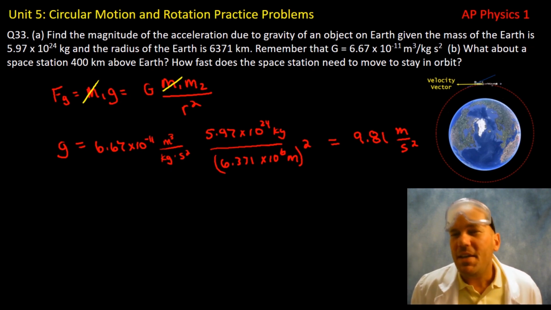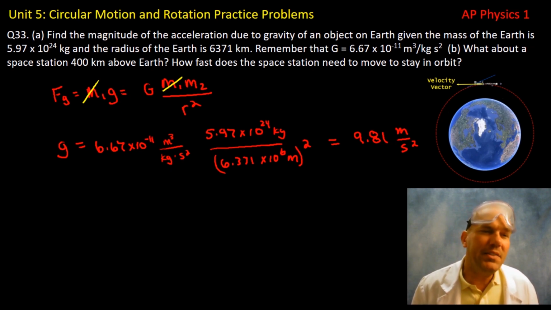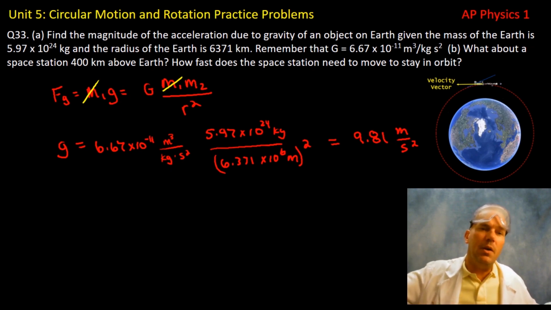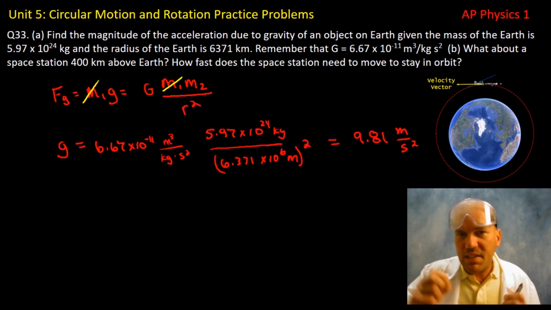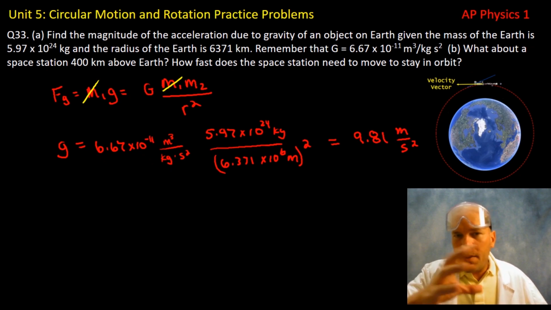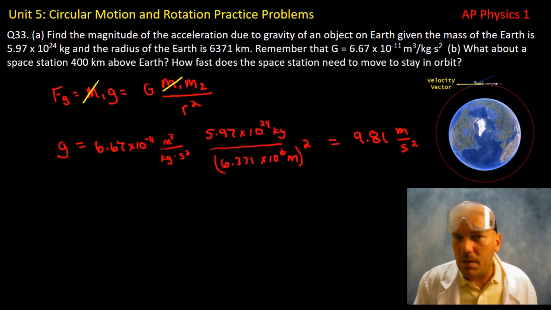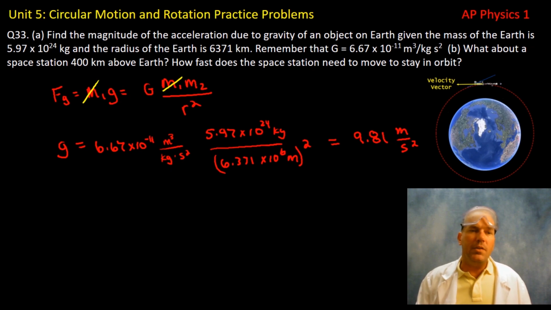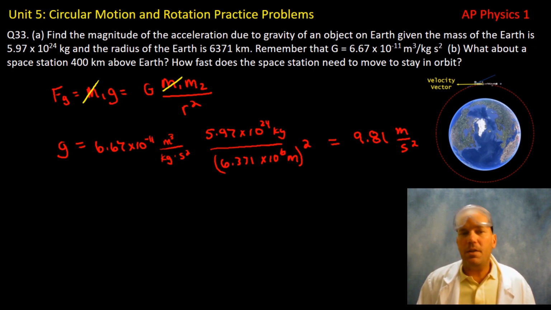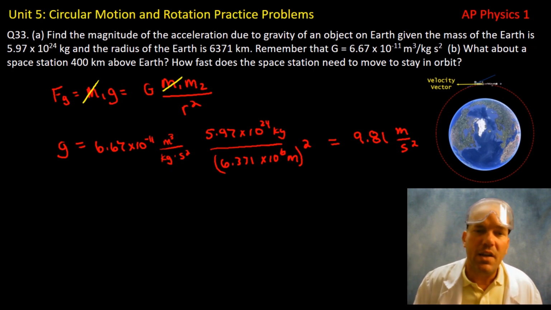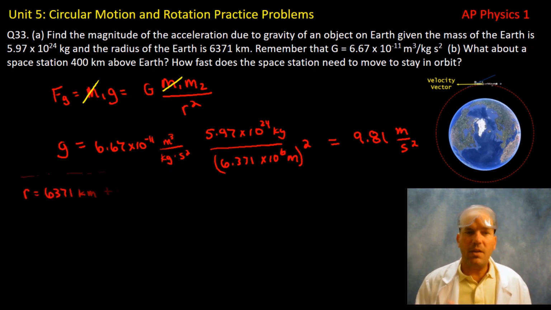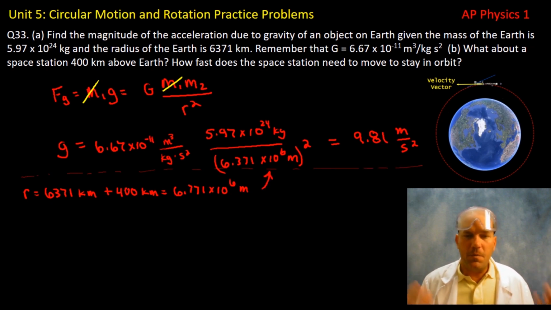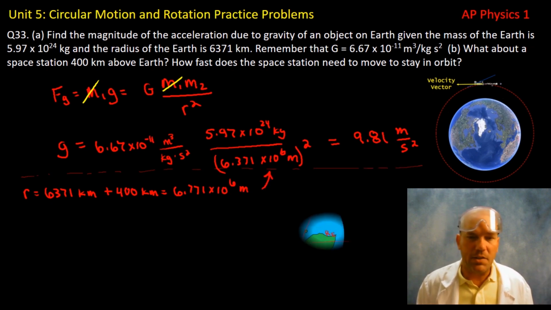In part B, it says, what about a space station that is 400 kilometers above the Earth? So we're going to need the radius of the Earth plus the altitude. We looked at that in the derivation in question 32. All right, so we're going to be adding 400 kilometers to the radius of the Earth, and we're going to go ahead and solve for the acceleration due to gravity for this object, this space station.